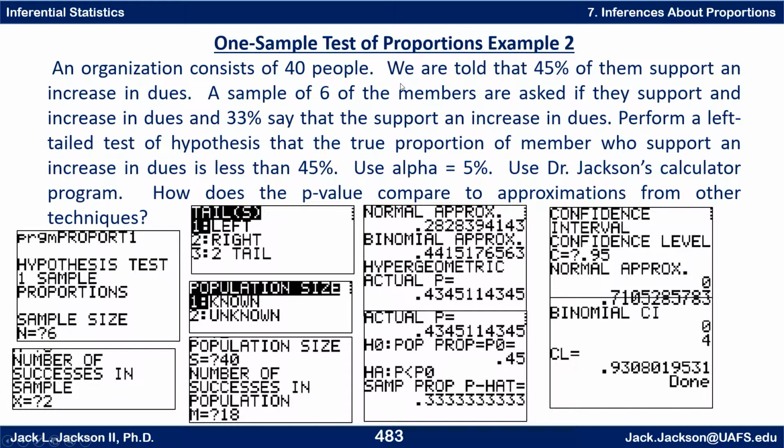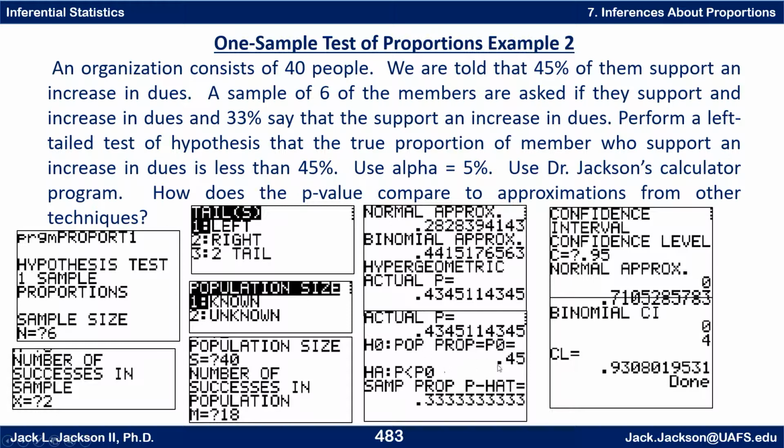So it produces the p-values. The normal approximation gives you a p-value of 0.28. The binomial approximation is 0.44. The actual value from the hypergeometric is 0.44. Any way you go, those are big p-values.